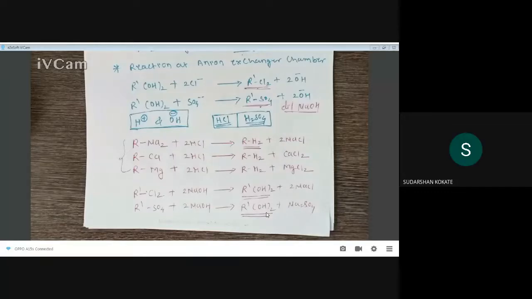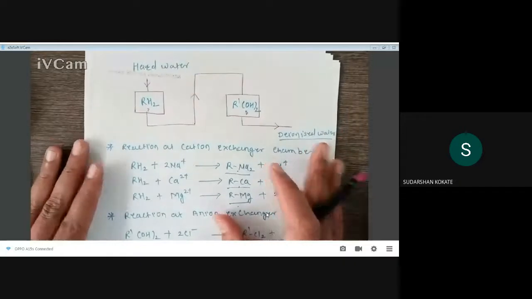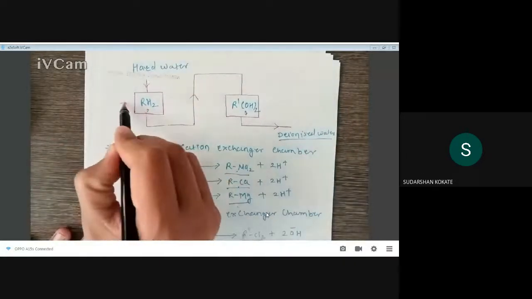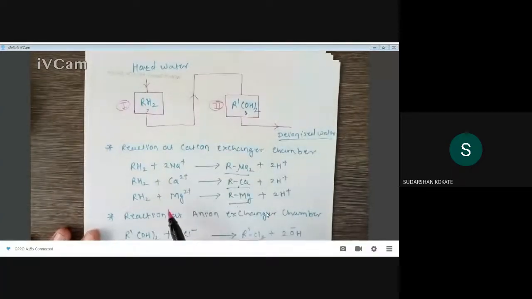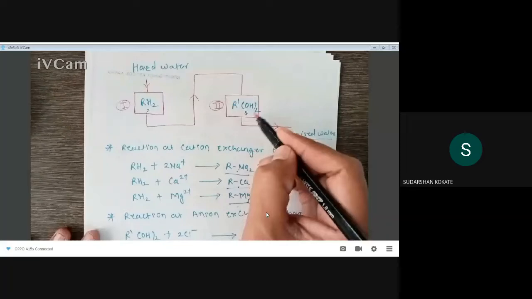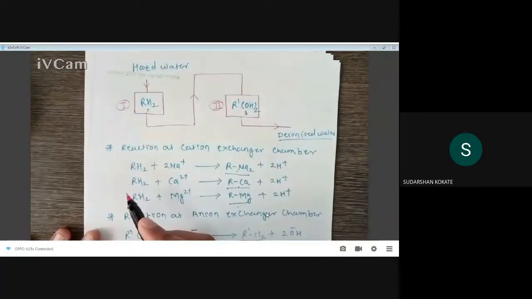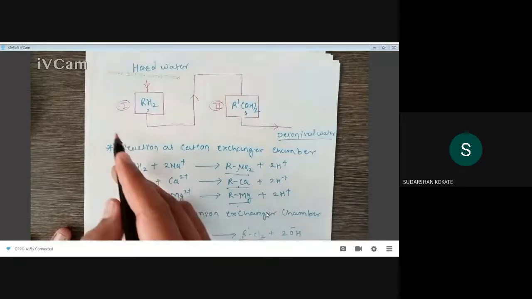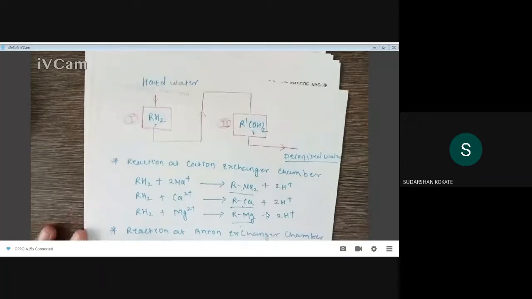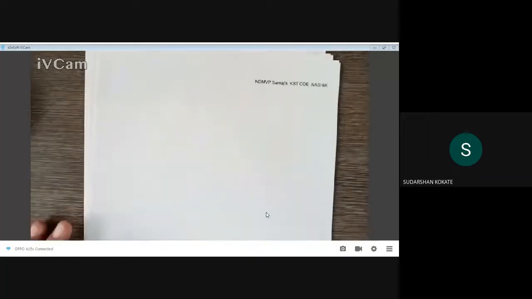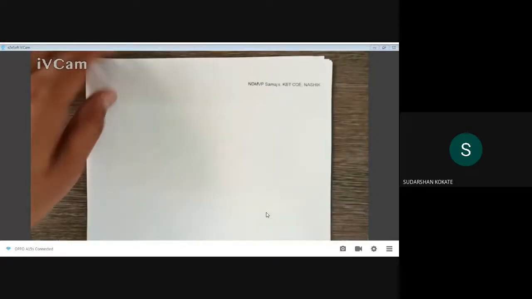See, why do we pass hard water first in the cation exchanger chamber, and then into the anion exchanger chamber? Why not first pass hard water into the anion exchanger chamber followed by the cation exchanger chamber, right? The sequence is: hard water is passed into the cation exchanger chamber followed by the anion exchanger chamber, right? So why vice versa is not possible, we will see.